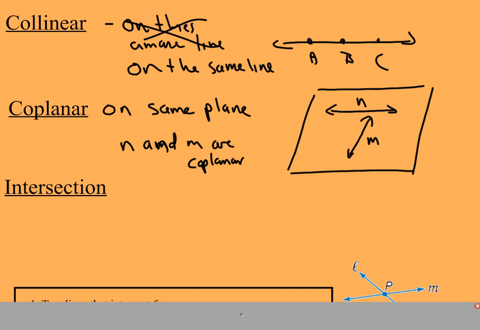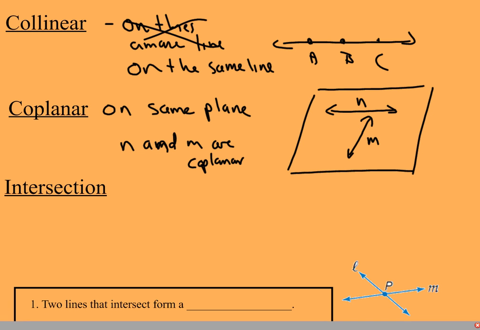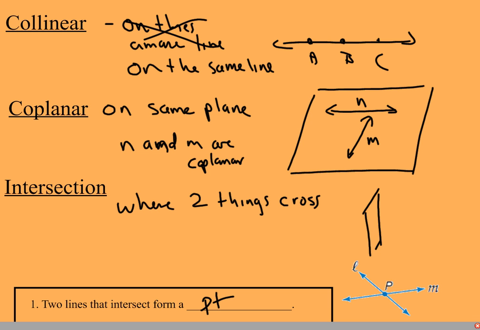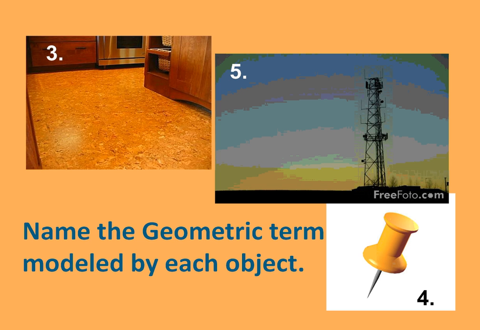Intersection is exactly what it sounds like. It is where two things cross. Two lines intersect to form a point. When two planes intersect, where they intersect is going to be a line. So two lines intersect to form a point, and two planes intersect to form a line.